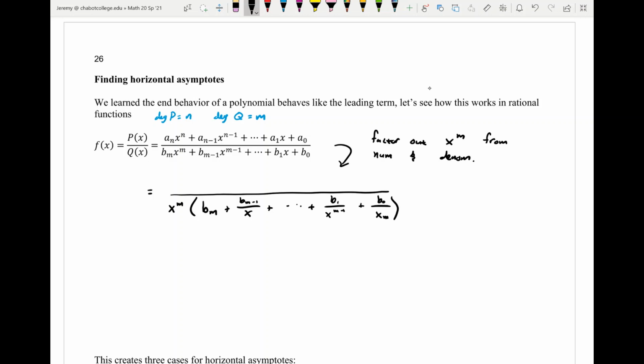So now in the numerator, if I factor out x to the m, I'm going to be left with a sub n times x to the n divided by x to the m, plus a sub n minus 1 times x to the n minus 1 over x to the m. Oh, sorry, that should have been a plus sign right there. And then plus, dot, dot, dot, all the way down to the end until we get a sub 0 divided by x to the m.